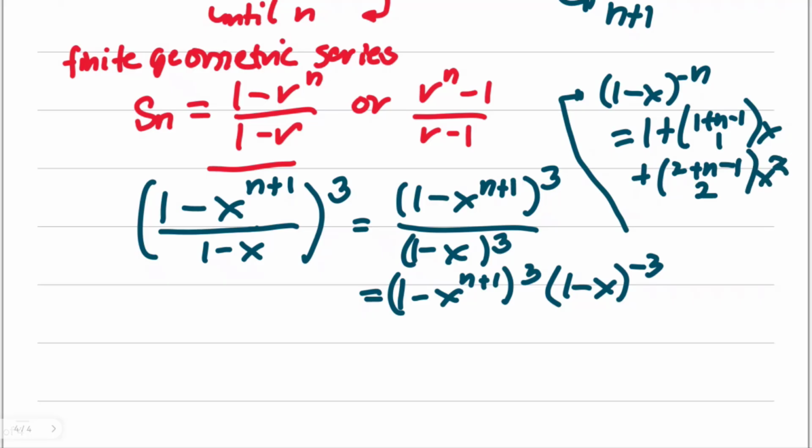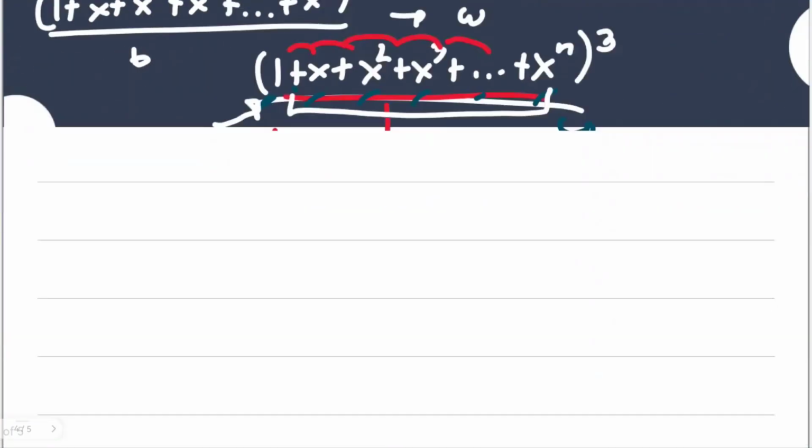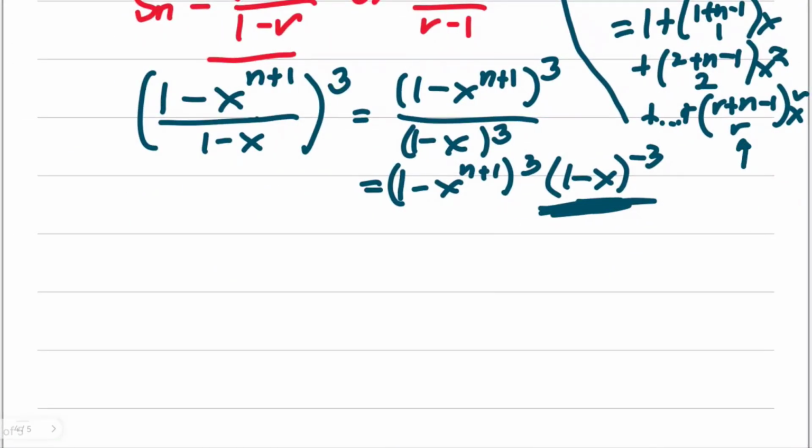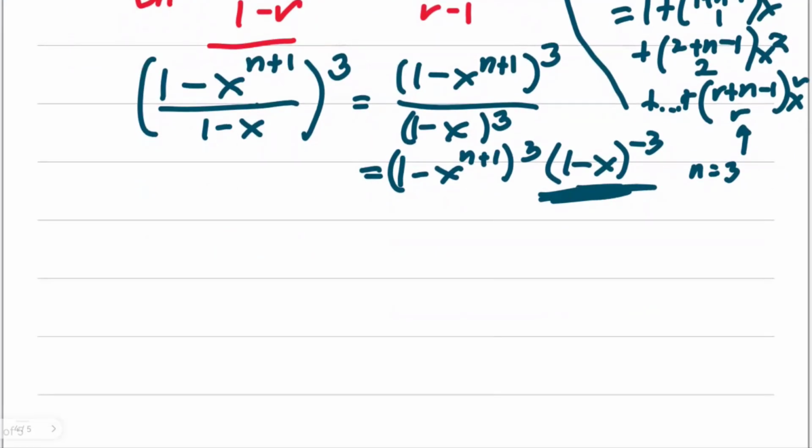And for the nth term, you have r plus n, rth term rather, n minus 1 combination r for your x to the power of r. But so that we will not be confused with what we mean by n, because earlier n was represented by the number of balls, and actually here the n stands for the exponent of this expression. In this case, n is equal to 3. That would mean for the rth term, it's actually r plus 3 minus 1 combination r. Okay, that's for the coefficient of x to the power of r for this expression here.